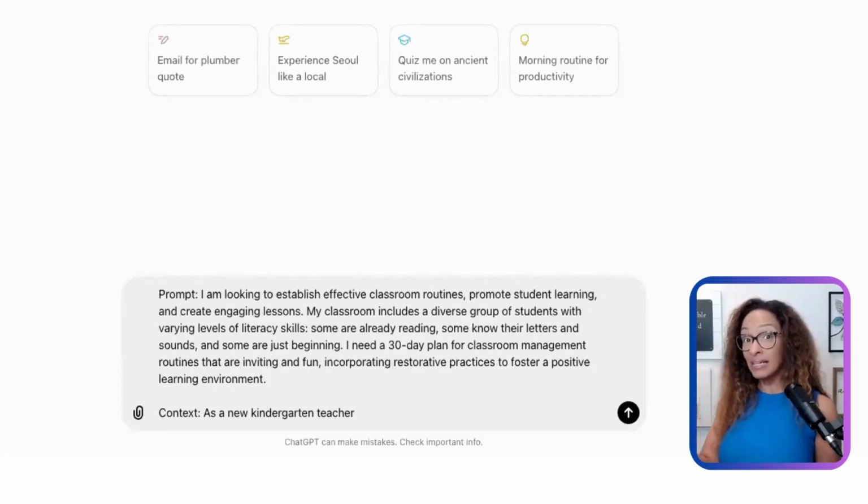The context is pretty simple. You're a kindergarten teacher and you're new. The prompt is I'm looking to establish effective classroom routines, promote student learning, and create engaging lessons. My classroom includes a diverse group of students with varying levels of literacy skills. Some are already reading, some know their letters and sounds, and some are just beginning. I need a 30-day plan for classroom management routines that are inviting and fun, incorporating restorative practices to foster a positive learning environment. Let's try it.